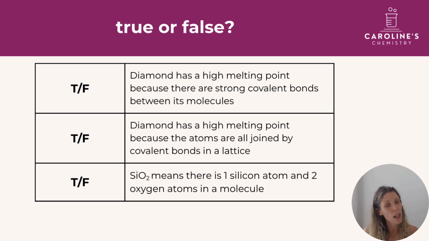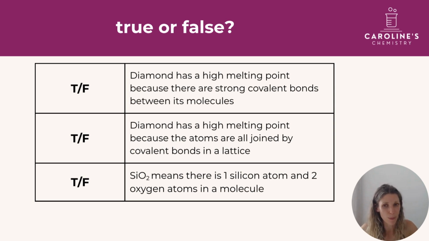Next one. Number 2, diamond has a high melting point because the atoms are all joined by covalent bonds in a lattice. Is that true or false? False. It's false by omission. Atoms are all joined by covalent bonds in a lattice. That bit is true, but it doesn't explain the high melting point. So in order to make this statement correct, we need to say, because the atoms are all joined by covalent bonds in a lattice and a lot of energy is needed to overcome or break those bonds.